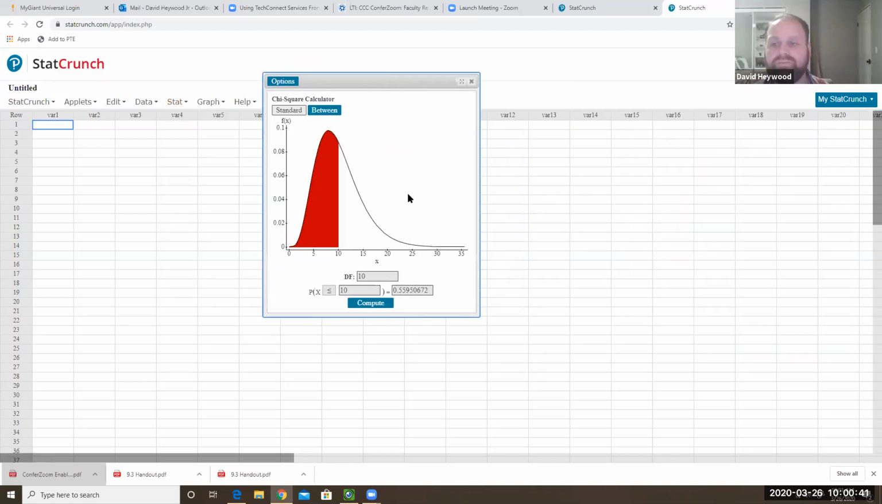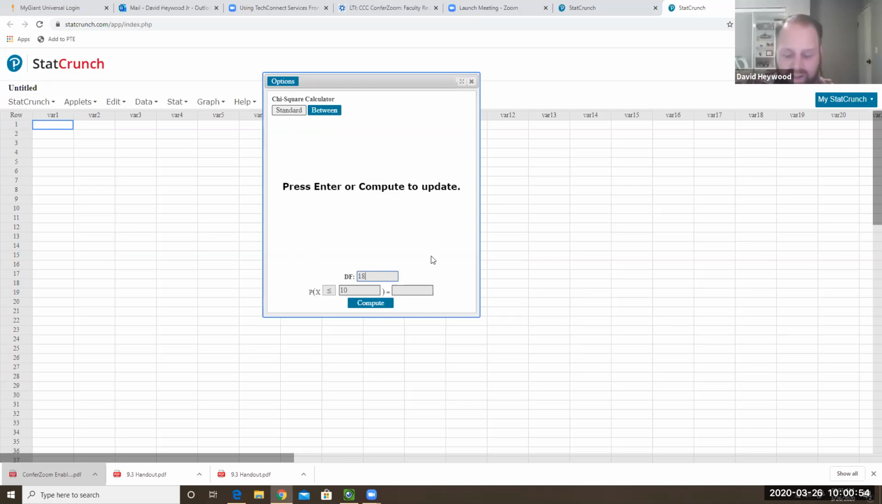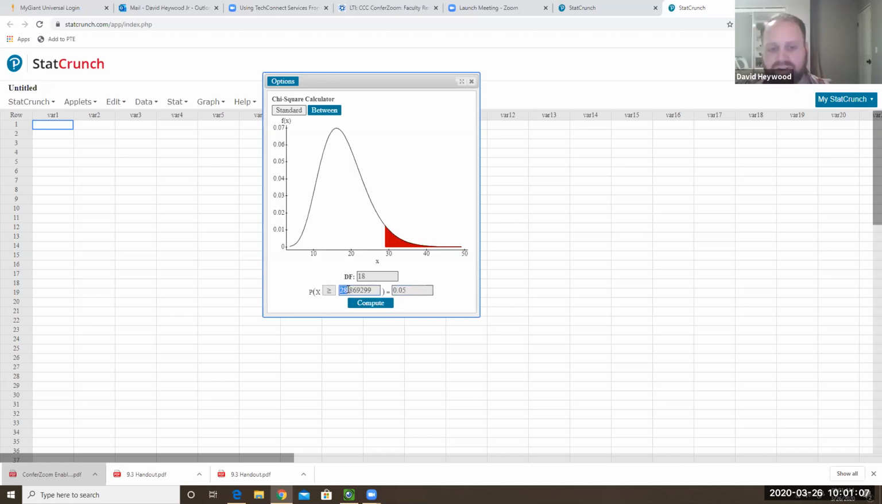Right, and so you can see here is this kind of funky looking distribution. In this example, we were asked to assume 18 degrees of freedom, so I'm going to use 18 degrees of freedom. And we're looking for an area to the right. We want that area to be 0.05. So there is that chi-squared critical value. Rounding that, we'd say 28.87. So it's approximately 28.87.